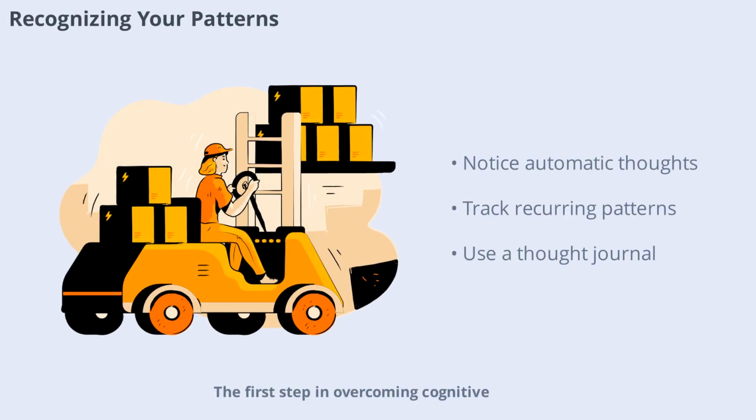The first step in overcoming cognitive distortions is recognizing your own thinking patterns. Pay attention to your automatic thoughts, especially when you're feeling upset or stressed. Notice if you tend to use words like always, never, or should. Keeping a thought journal can help you spot recurring distortions and understand how they affect your mood and behavior.